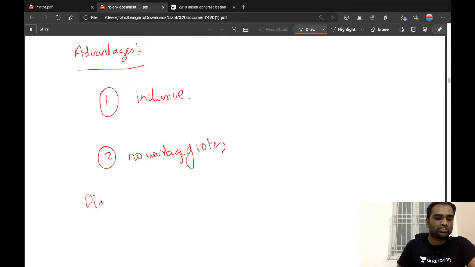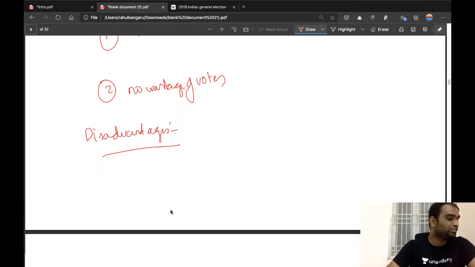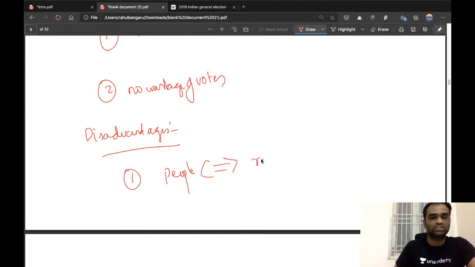Now, what are the disadvantages of the proportional representation system? The first one is that there's a vast gap between people as well as representatives. There will be a vast gap between people as well as representatives in this system.